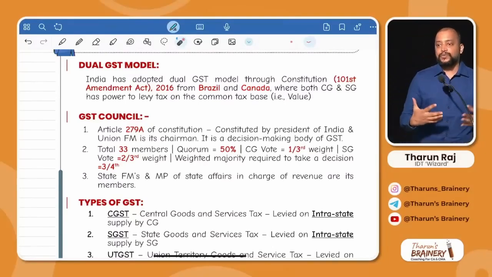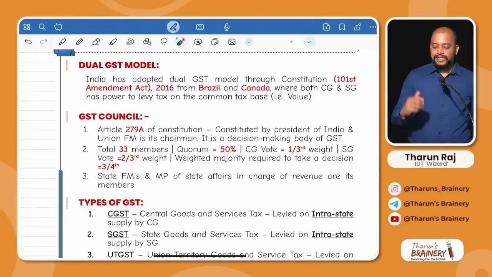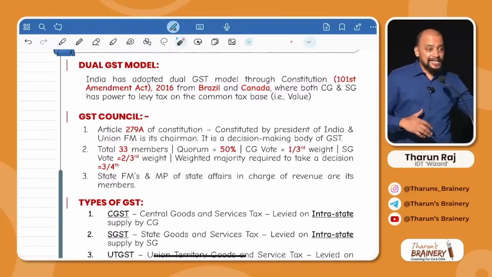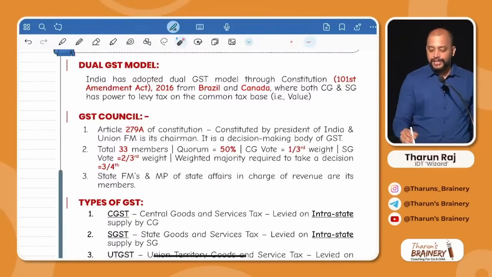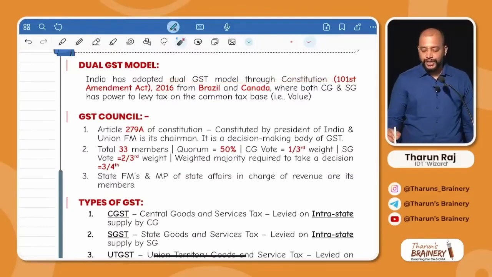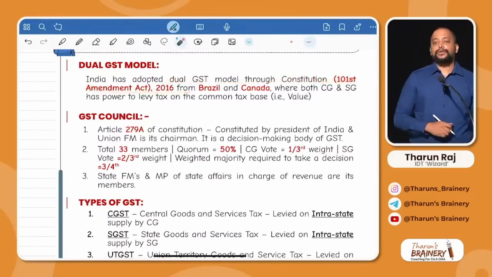It's there in other countries. What are the other countries where this dual GST model is prevailing? Brazil and Canada. India has adopted the dual GST model through the Constitution 101st Amendment Act, 2016.